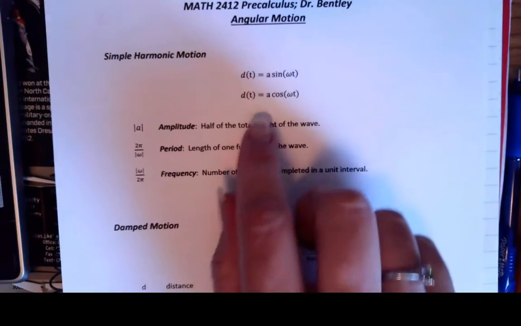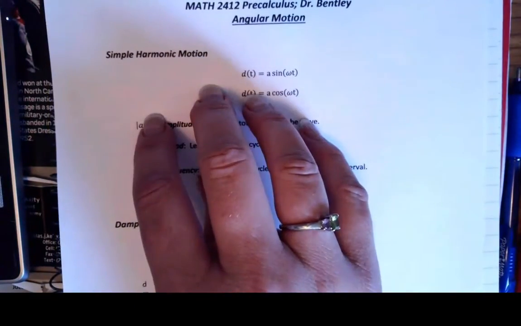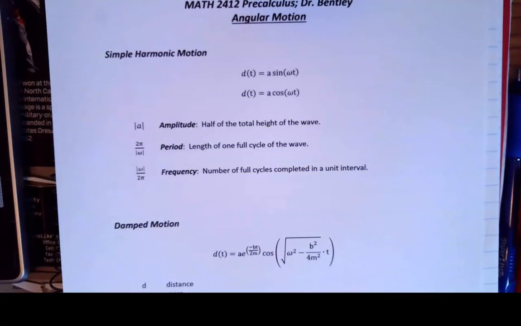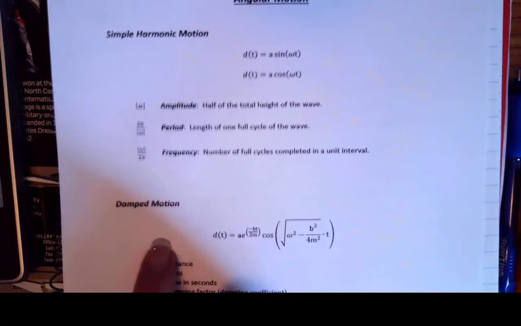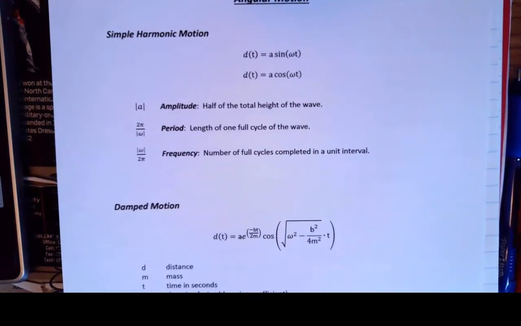But also noting that we've got simple harmonic motion if there's no friction involved, meaning there's no air friction, there's no gravity, there's nothing to bother it. It's damped motion if there is something that's going to bother it. So what is it, you ask?